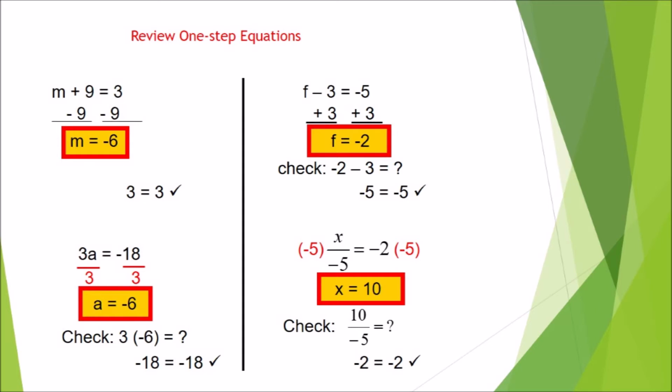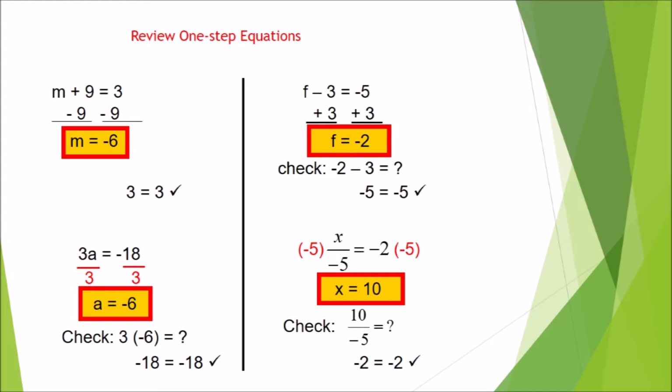So if I have f minus 3 equals negative 5. So for minus 3, I will get rid of it. How? By putting plus 3 on both sides. So f will be negative 2.